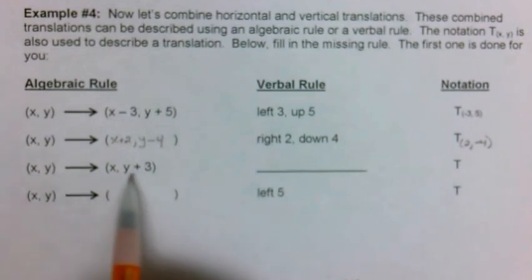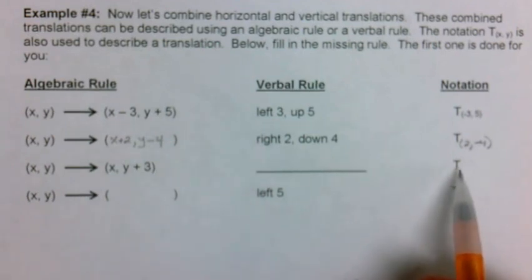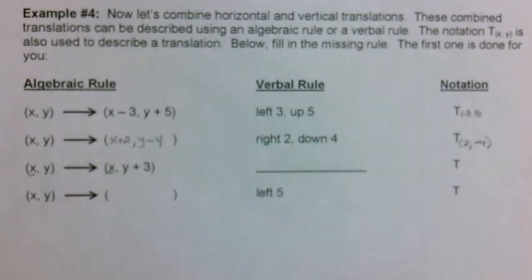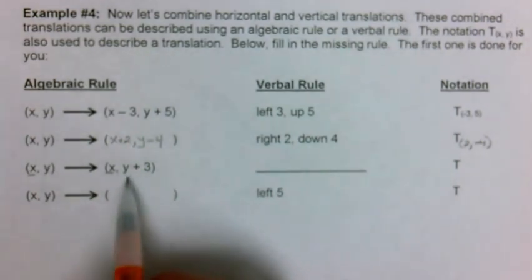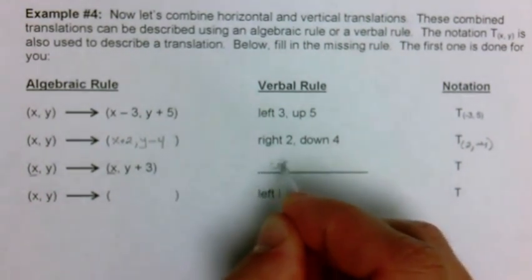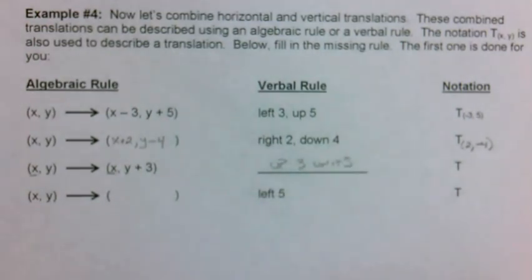In this example, the algebraic rule was done for us. We need the verbal rule and the notation. Notice here, algebraically, that your x-coordinate did not change at all. So your point is not moving horizontally to the left or to the right. But you're adding 3 to your y-coordinate, which means you're moving vertically up 3 units. So we're moving up 3 units with our point.